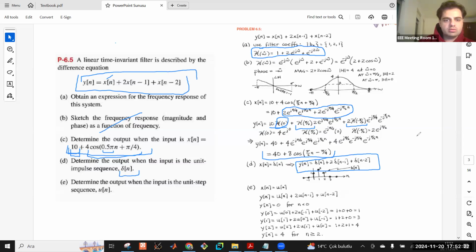So based on the question, we will choose different strategies. For some, while calculating some outputs, difference equation is more practical. For some other inputs and outputs, frequency response is more practical. So we will choose the method which is more appropriate for us.